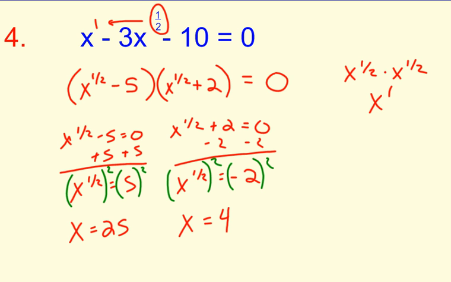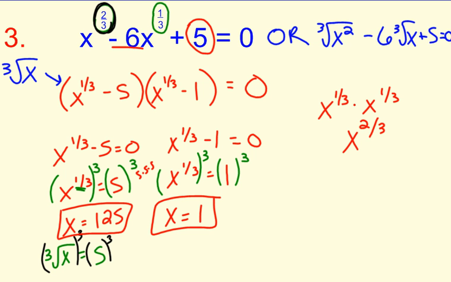Now, what can actually happen here, because I have an even index, this problem can be also written like this: x minus 3 root x minus 10 equals 0. And so sometimes I can have some answers that don't actually check. And here's how you know that's going to happen. In my last problem, that wasn't going to happen because I had cubes, and I can take the cubed root of positive and negative numbers and they're still real answers. There's no imaginary roots with a cubed root.